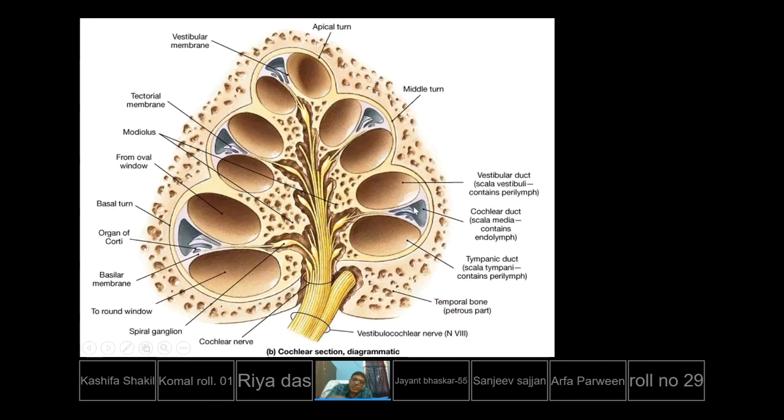Anyway, this scala vestibuli and scala tympani run around the modiolus separately, but at the apex, here, also called the cupula, they meet together, and this site is known as the helicotrema. So the helicotrema is present at the apex, where scala vestibuli and scala tympani meet together.